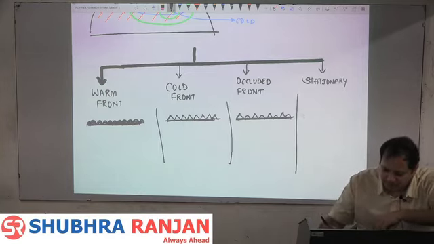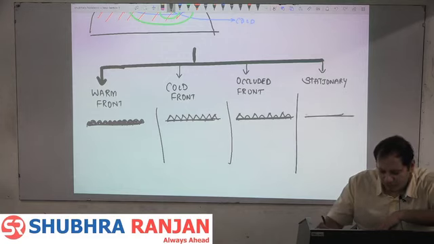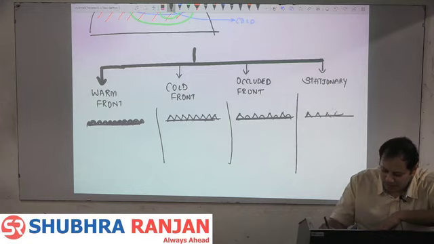And stationary front is जब cold air and warm air एक दूसरे को parallel flow करती है. That is, I'll show you with this, after I make this symbol, what is meant by stationary front.